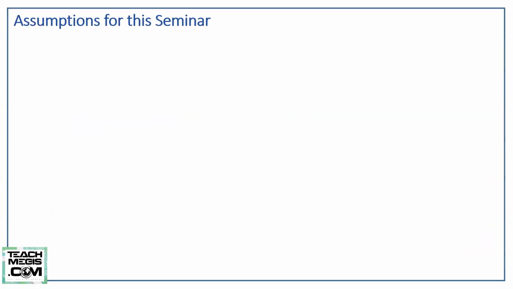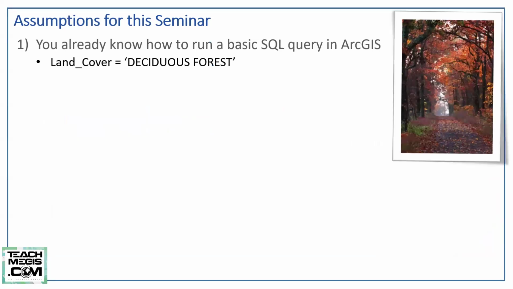So assumptions for this seminar, so you know where we're starting. I'm assuming you already know how to run a basic SQL query in ArcGIS. For example, to say, select all of the polygons where the land cover column is equal to deciduous forest. So you have to already know how to build that. And you can build it in the select by attributes dialog, right? Some column equals some value. If the value is a text string, you quote it. The interface will do that for you, but you need to know this when you slide that slider over and you start messing around with it.